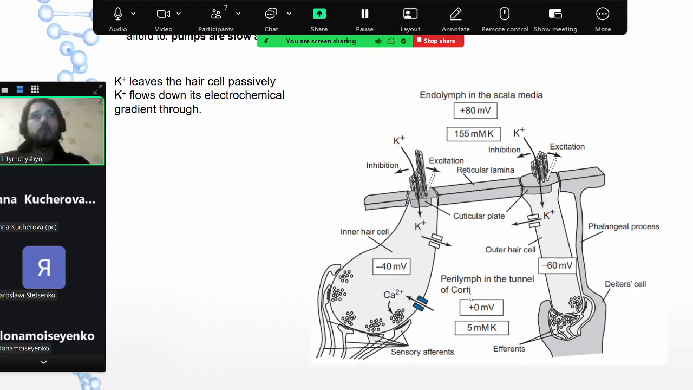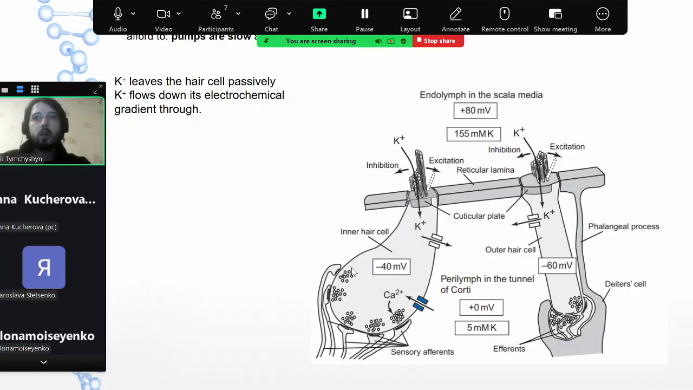So when we need to activate something, we are mechanically opening a channel here, and potassium just goes along the gradient. We have a lot of potassium here, and not so much potassium here, so it's getting inside the cell. You don't need to do anything. You just open it and ions flow.